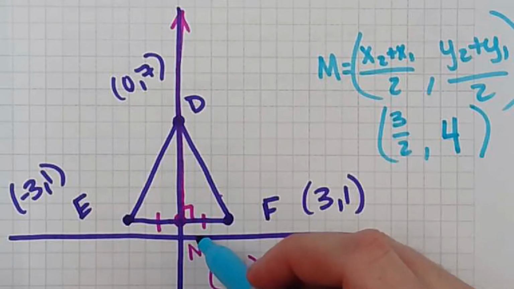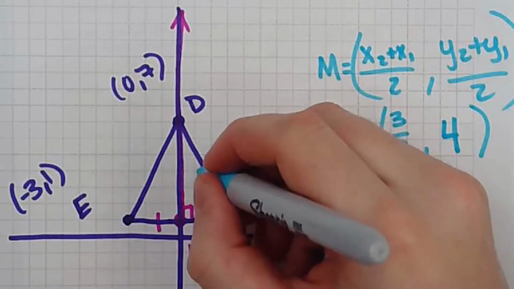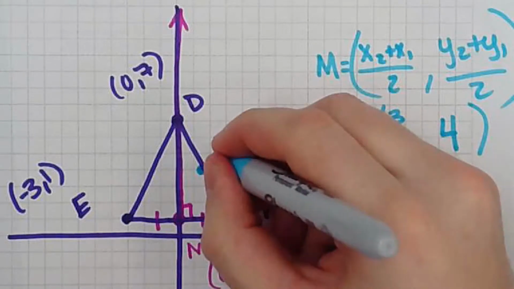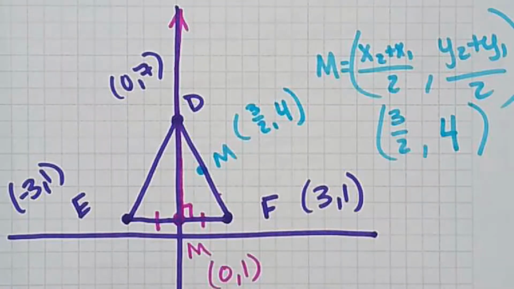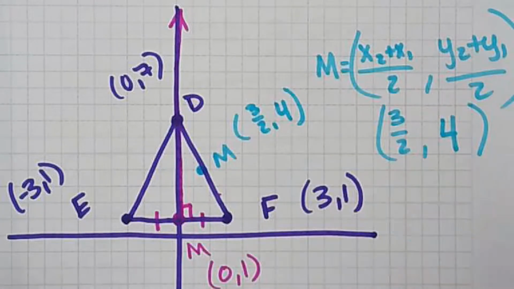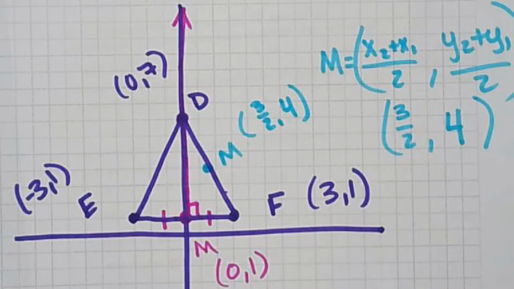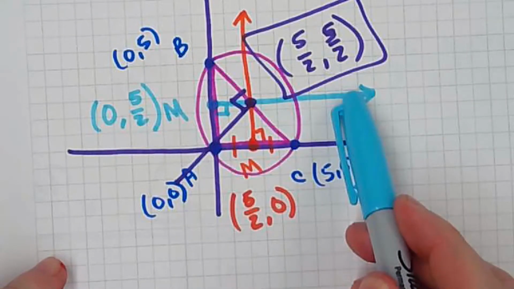1, 2, 3 halves, and then 1, 2, 3, 4. So right here on our line-ish, again my line wasn't drawn perfectly, is our midpoint for this side at 3 halves comma 4. Now before we could just draw a perpendicular really quickly because we had a horizontal, and horizontals have vertical perpendiculars. And for the other one we had a vertical, and we could just draw a horizontal perpendicular.